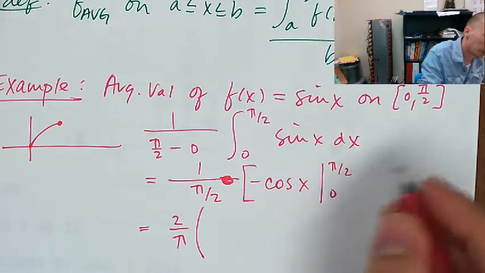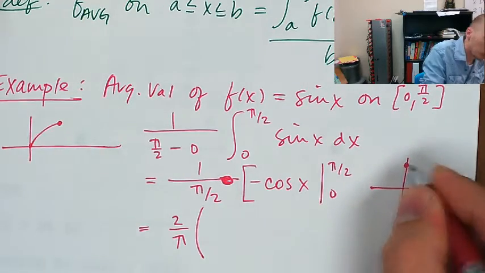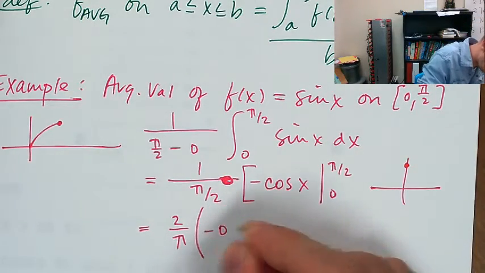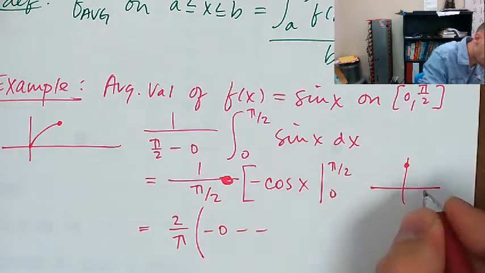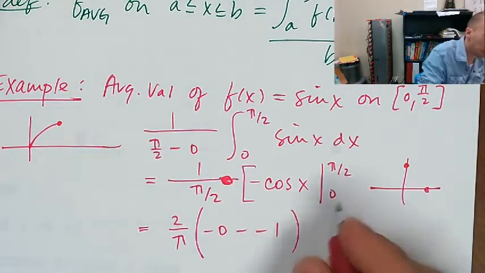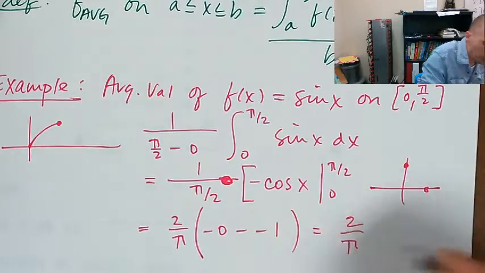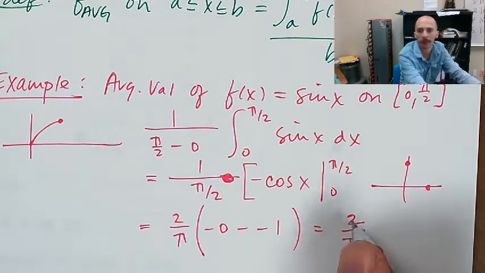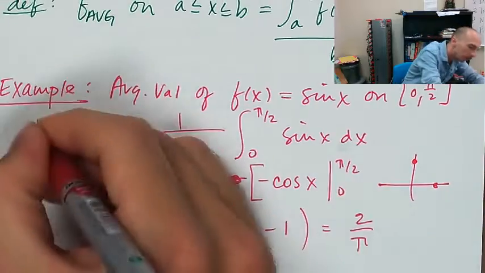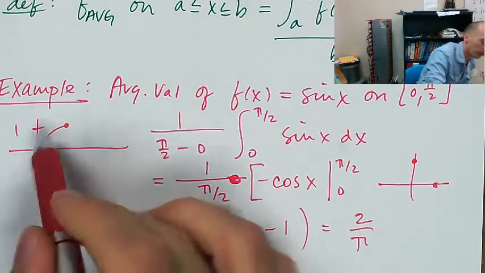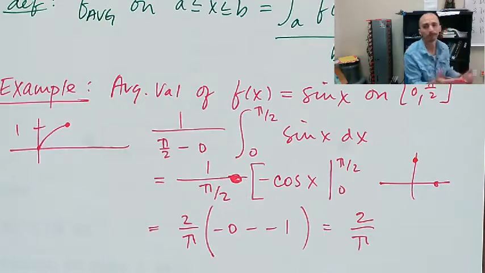Because negative cosine of pi over 2 is going to be 0, because that's the x coordinate. Okay, so negative 0 minus negative cosine of 0 is 1. So this is just positive 1, and that's equal to 2 divided by pi. That makes sense because pi is bigger than 3, so this average value would definitely be less than 1 because I know that the maximum value here is 1. But, you know, it's bigger than half because it does a lot of its growth early. You know, I'll let you think about what that means.